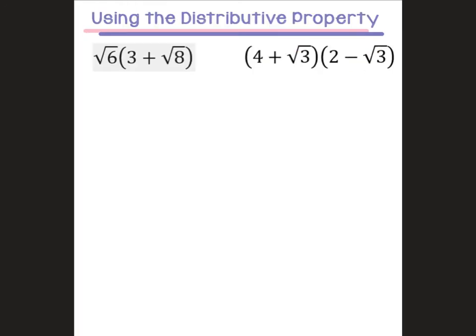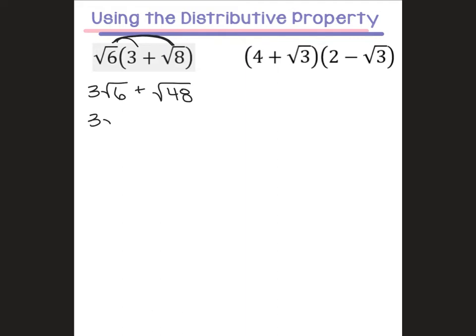When doing multiplication, you may also have to do the distributive property. So I have square root of 6 times 3. Since they're not both in a radical, I would just write them next to each other, so 3 square root of 6. Then I have square root of 6 times square root of 8. Since those are both in a radical, I would actually multiply them together to get square root of 48.